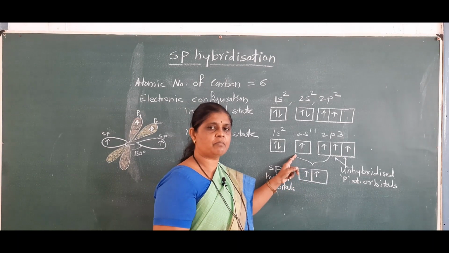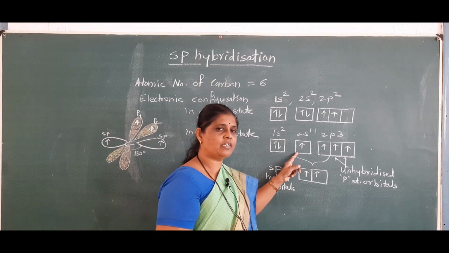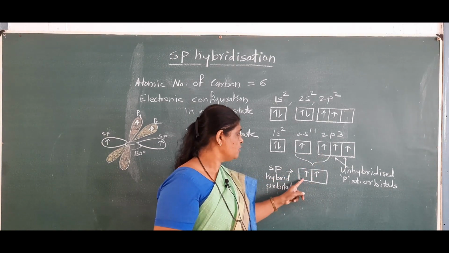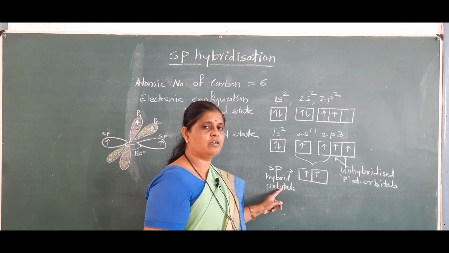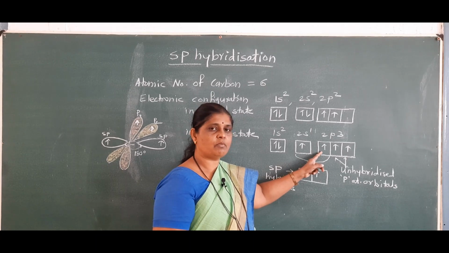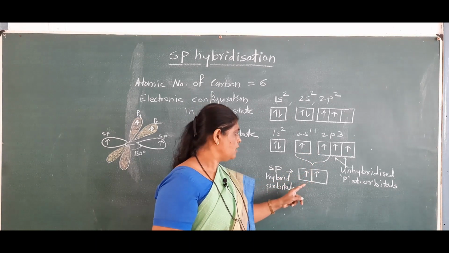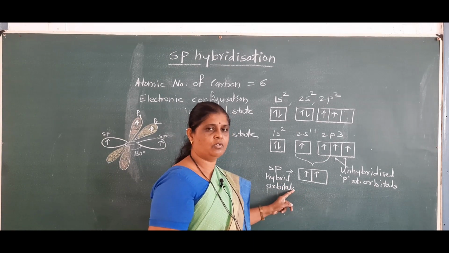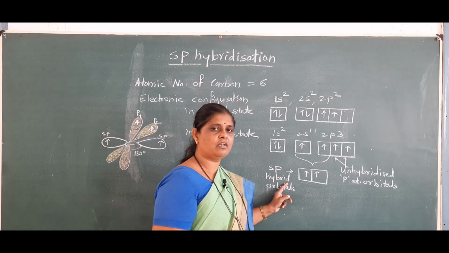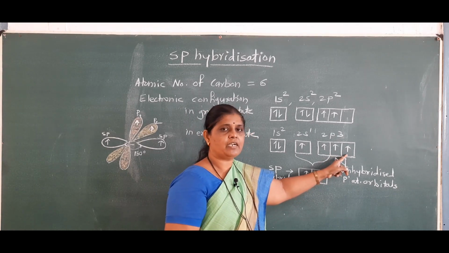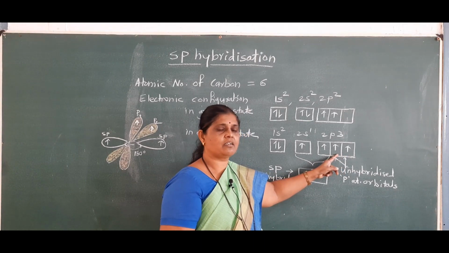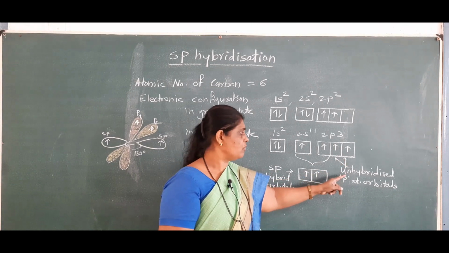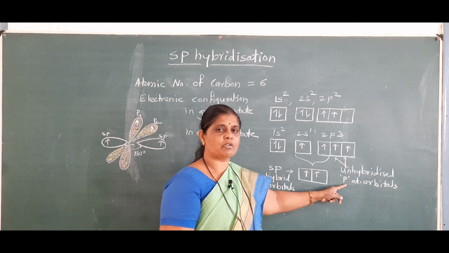In case of sp hybridization, there is mixing of one s and one p atomic orbital, and after mixing 2 sp hybrid orbitals are formed. Number of atomic orbitals mixed is equal to 2. After mixing, number of hybrid orbitals formed is also equal to 2. That is, 2 sp hybrid orbitals are formed. These are p atomic orbitals which do not take part in the process of hybridization. Those p atomic orbitals are known as unhybridized p atomic orbitals.